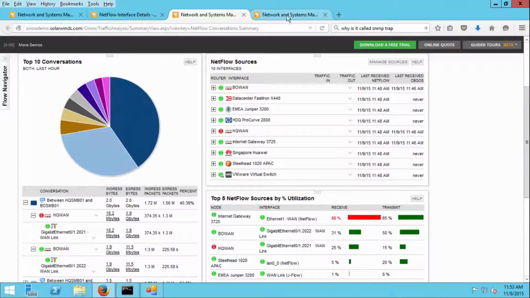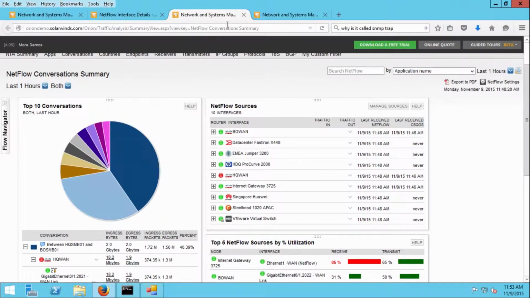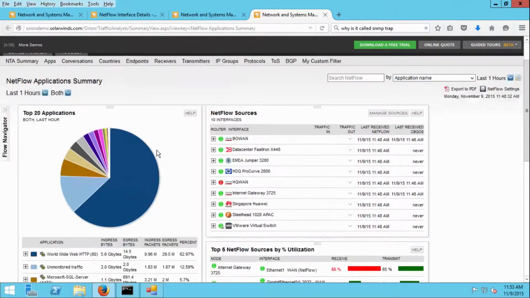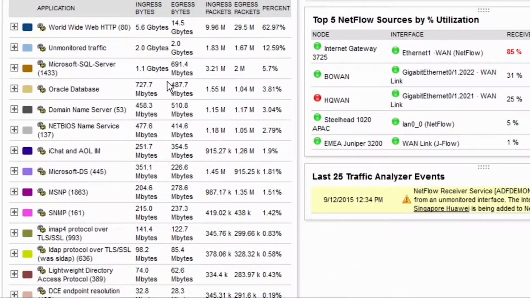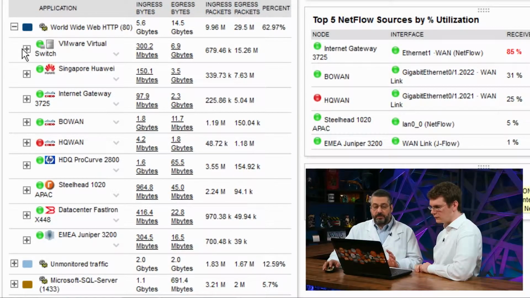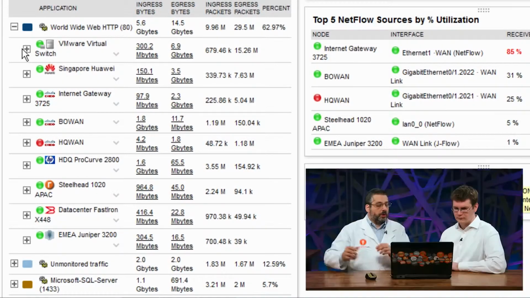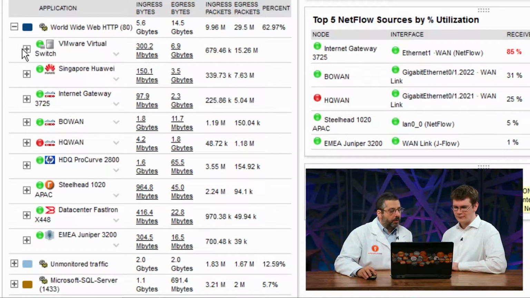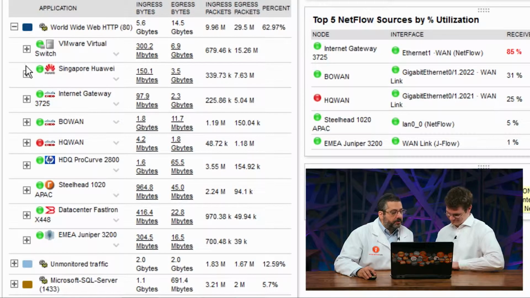Oh yeah, because a lot of times as a monitoring engineer, I'm asked, how much web traffic are we seeing on this interface, or how much of whatever. And again, here we have conversations between two endpoints. But we can also take the data and look at the different kinds of data. So you can see that the web traffic, port 80, is passing 5.6 gig currently ingress, and another 14.5 gig egress. And I can see who is using up all that traffic. Again, is it Fred in accounting who's binge watching Walking Dead, or is it something else that's going on?